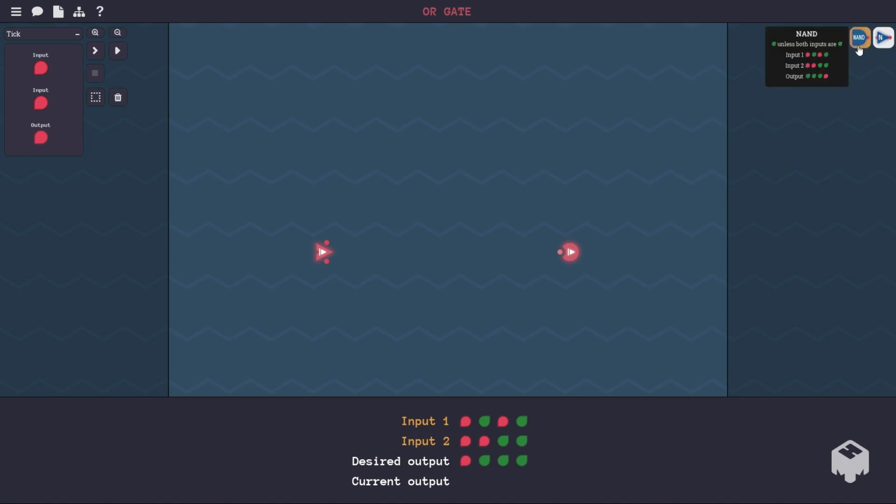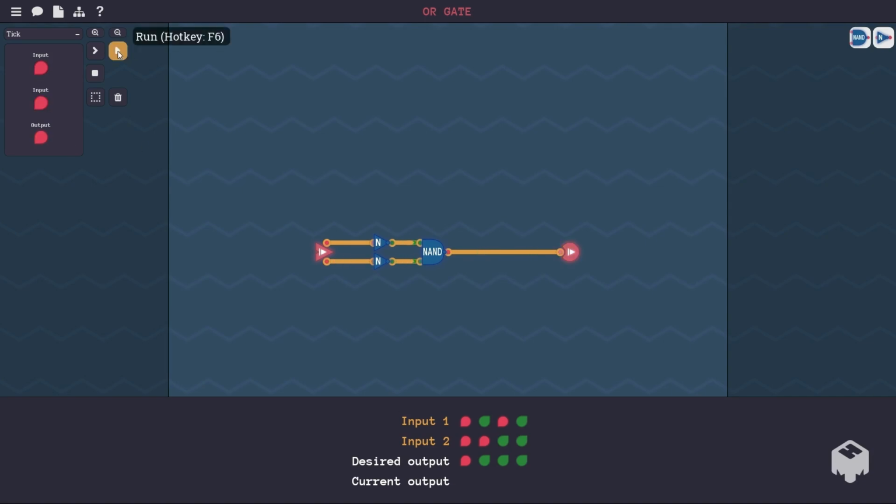Right, so this is the OR gate. So, we need to do what we just did, but opposite. So we need to invert the inputs, and then need to do a NAND gate and two NOT gates, but because it's two NOT gates and they cancel each other out, we don't need them. This should be the correct solution. Let's see.